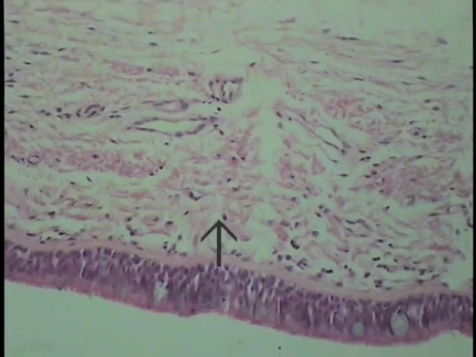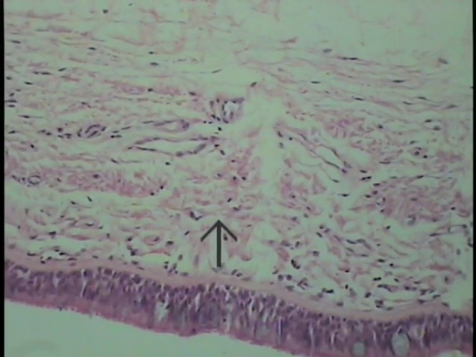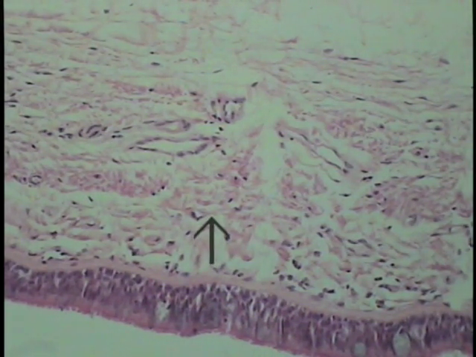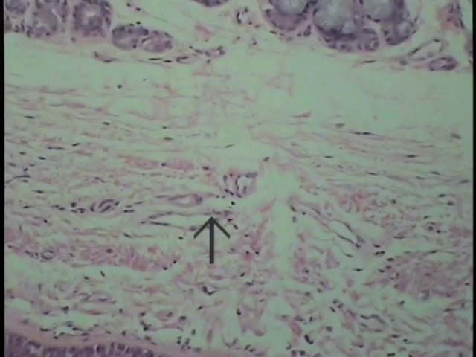and then we go into the underlying lamina propria, which is this loose type of connective tissue, and one will often see lymphocytes coursing through this particular type of connective tissue.